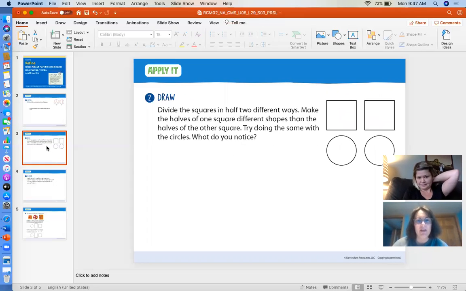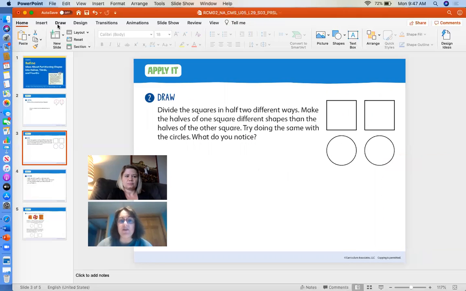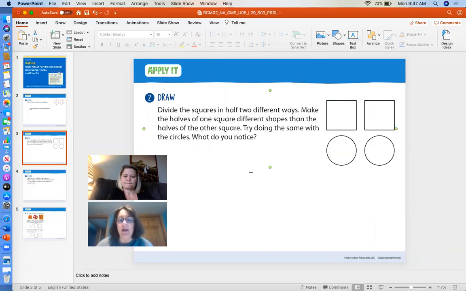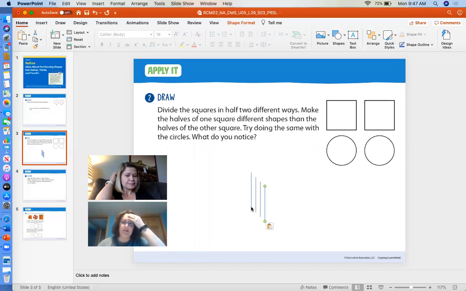All right. Good. All right, draw. Divide the squares in half 2 different ways. Make the halves of one square different shapes than the halves of the other square. Try doing the same with the circles. What do you notice? So we can do any way we want to divide those into halves. And remember, half is 2, right? So we want to make sure we have 2 pieces.